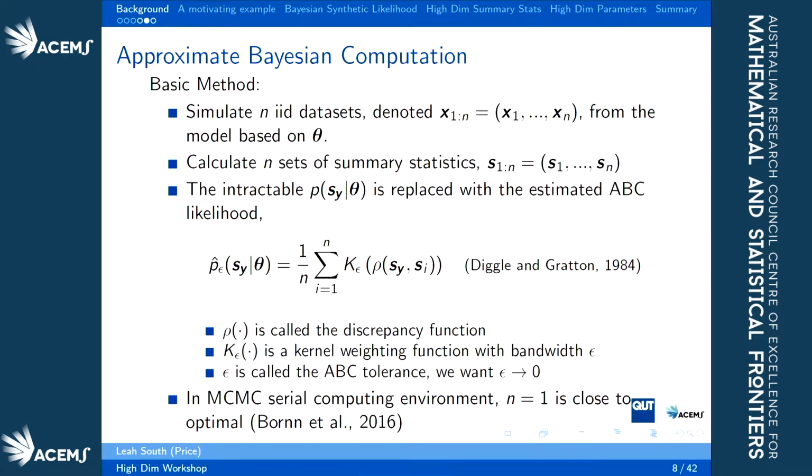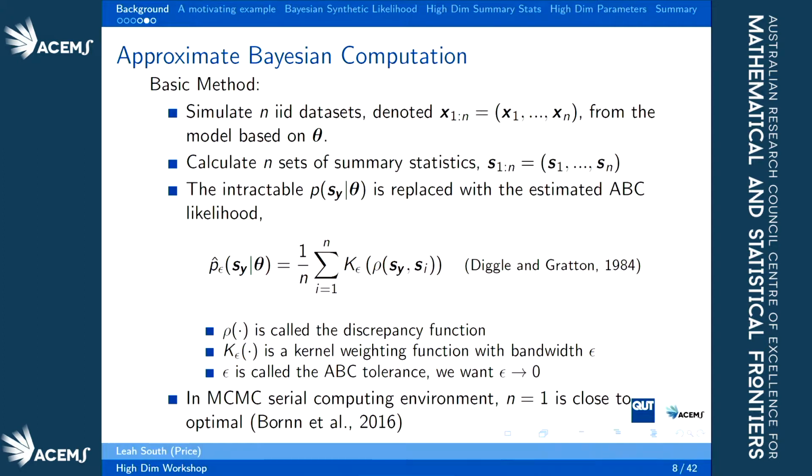where rho is called the discrepancy function, which could be, for example, the Mahalanobis distance. K is the kernel weighting function that's designed to give high weight to low discrepancies, and that involves a bandwidth epsilon, where epsilon is called the ABC tolerance, and we want epsilon to go as close to 0 as possible. So if you had epsilon of 0, then that's saying the distance between your simulated and observed summary statistics is essentially 0. But reducing the value of epsilon is computationally expensive. So we've got to have a balance there.